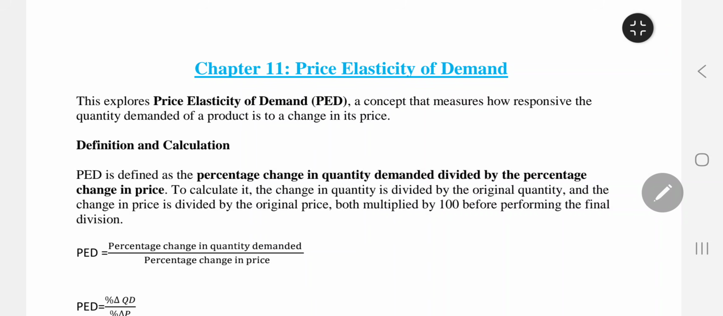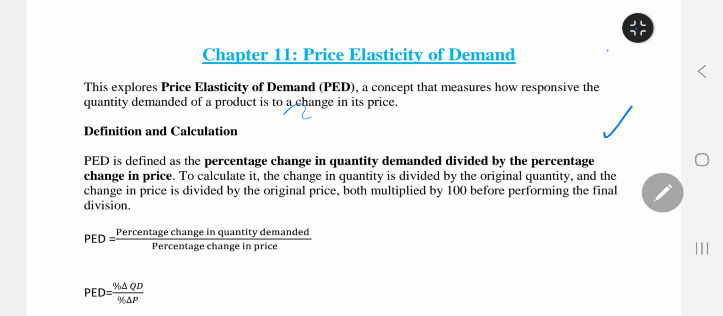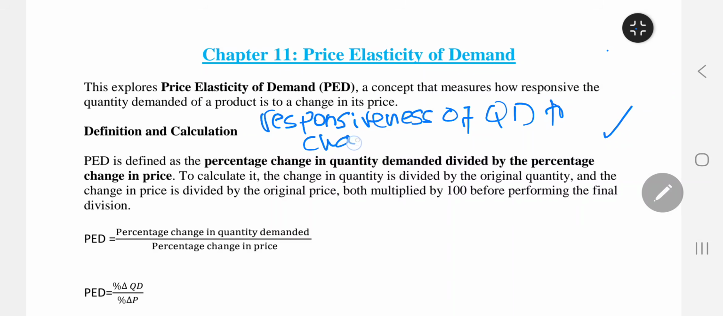Right, so this chapter talks about PED, or price elasticity of demand, and basically this is going to be measuring how responsive the quantity demanded of a product is to a change in price. In other words, what we'll be talking about in this chapter is the responsiveness. So I'm just going to write that down as responsiveness to make it easier for you. Responsiveness of quantity demanded to changes in price.